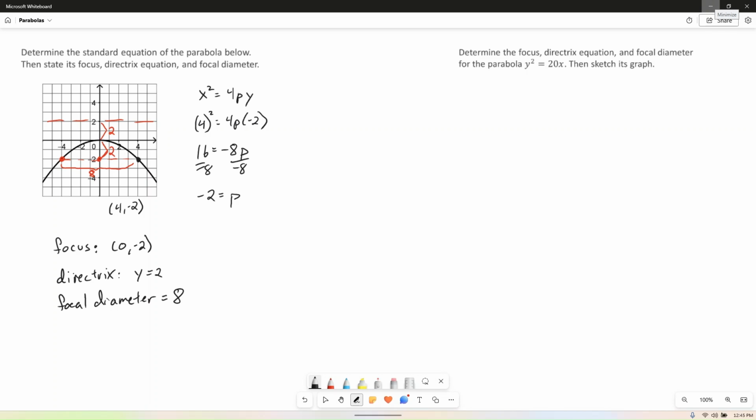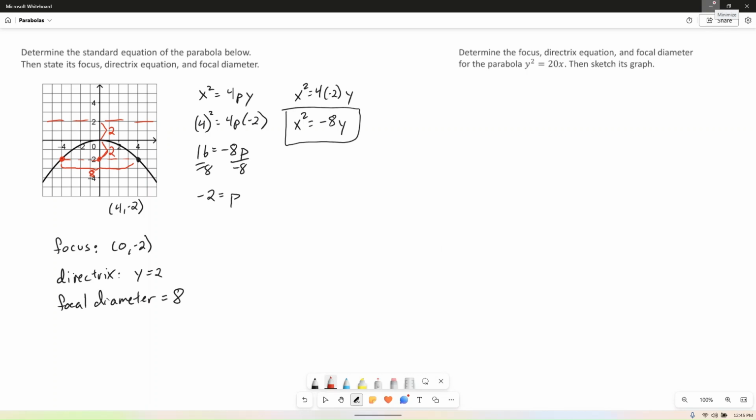Now, that 8 is what's going to be in front of the y variable. We didn't actually finish our equation. So to finish that equation, let me take that p-value of -2 and plug it in for the p in our equation. So x squared equals 4 times -2 times y. And so that means we're going to have x squared equals -8 times y. So that's what the standard equation would look like: x squared equals -8y.